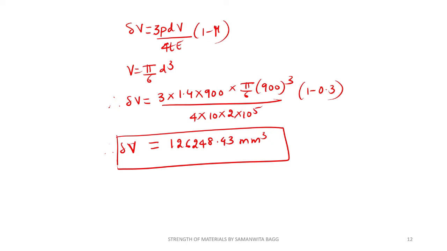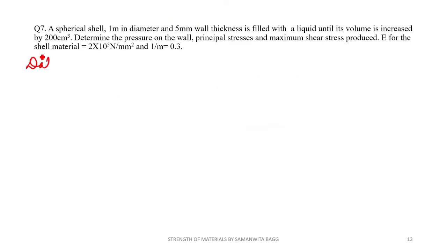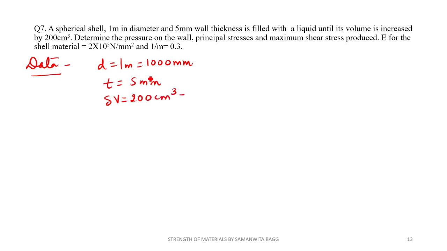Let's take the next numerical. A spherical shell 1 meter in diameter. So the value of D is given as 1 meter, that is 1000 mm, and 5 mm wall thickness. Value of T is given as 5 mm. Is filled with a liquid until its volume is increased by 200 centimeter cube. So the change delta V is given as 200 centimeter cube. This becomes 200 into 10 raised to 3 mm cube. Determine the pressure on the wall. So I need to find P.